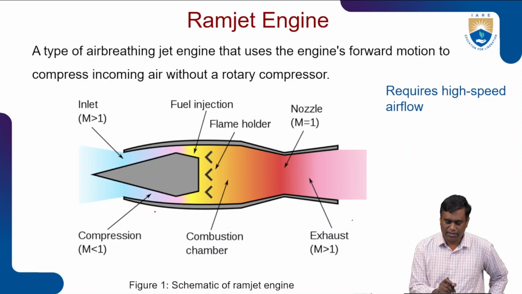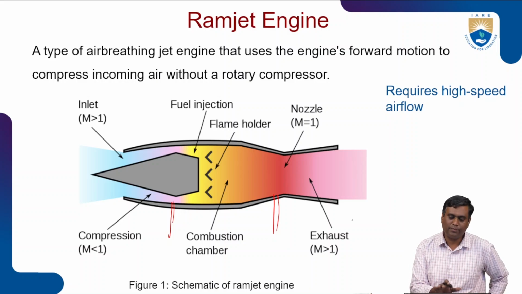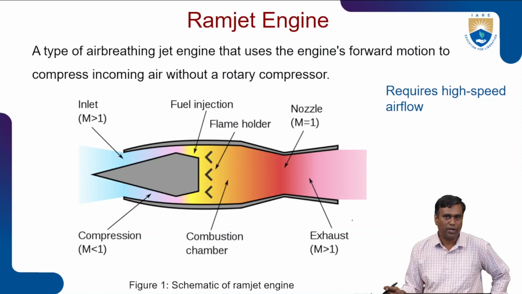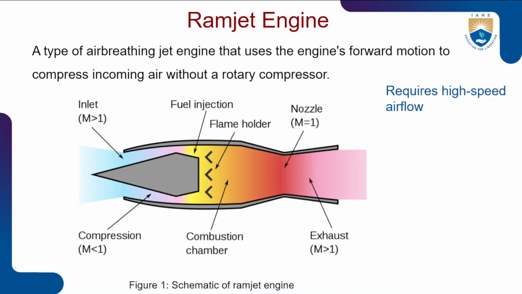If you look at the components, this is a schematic of the ramjet engine. You can see there is no compressor here, and there are no turbines here. Compressors and turbines are the moving components in a jet engine. So a ramjet doesn't have either a compressor or a turbine. So a ramjet engine is a jet engine without any moving components.